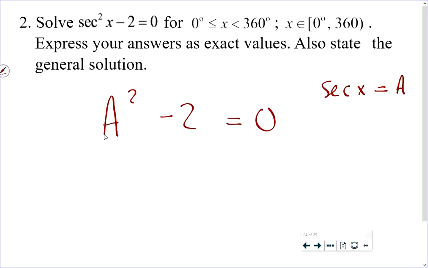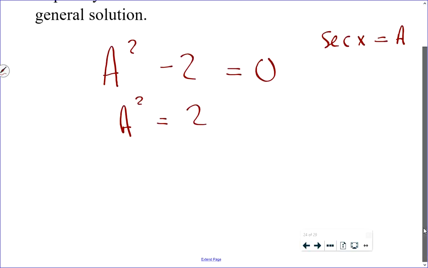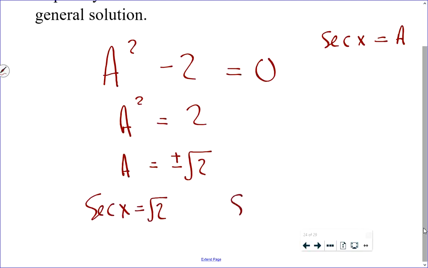Many of you don't need to do that. And I will show you what to do if you don't want to. So this is quadratic, but there's no linear term. I just dive right in. I rearrange for a squared by adding 2 to both sides. I take the square root. So a is plus or minus root 2. That's where we are at. Then we come back to reality. It's not a, it's secant of x. So we have now secant of x equals root 2, and secant of x equals negative root 2.